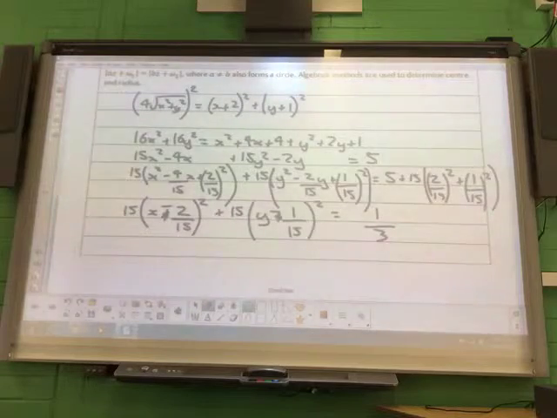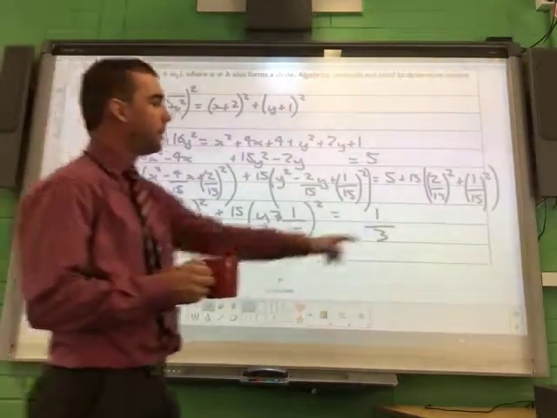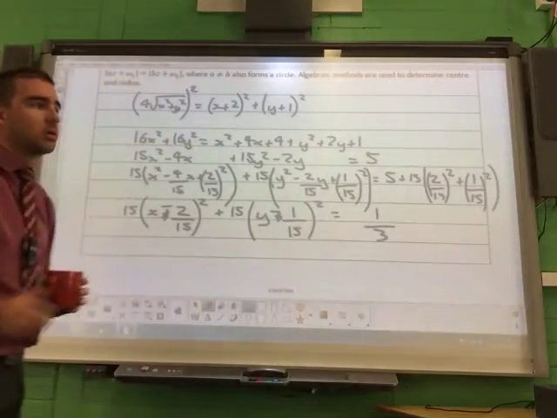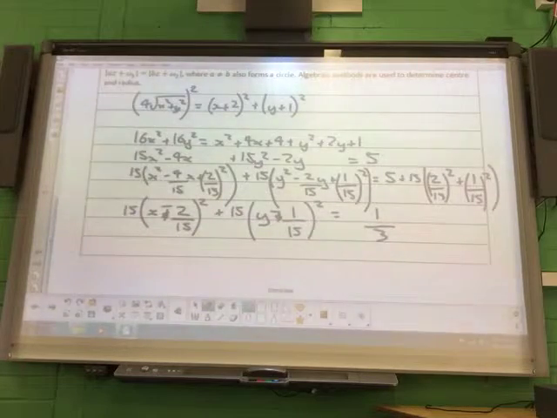It's going to be 5 plus 4 on 15 plus 1 on 15. Because this is squared, you can cancel that with the square on the bottom. So 4 on 15 plus 1 on 15, that's 5 on 15, which is 1 over 3. What's 5 plus 1 over 3? Which is not 10, it's not a third. Okay. 15 over 3?